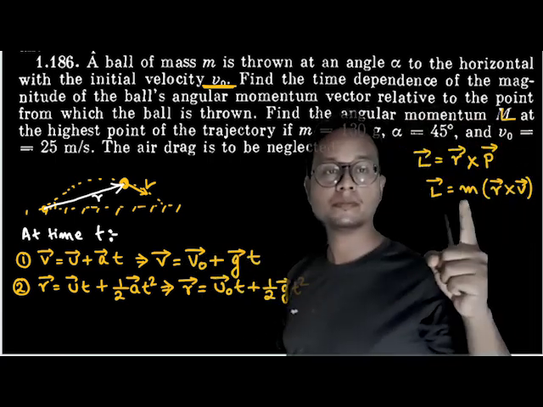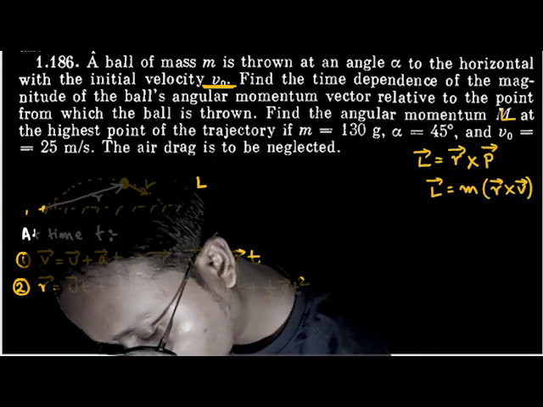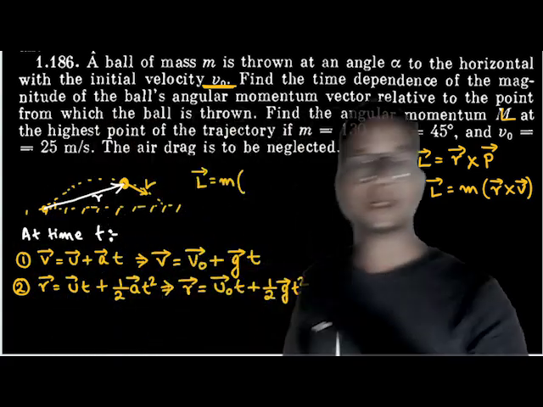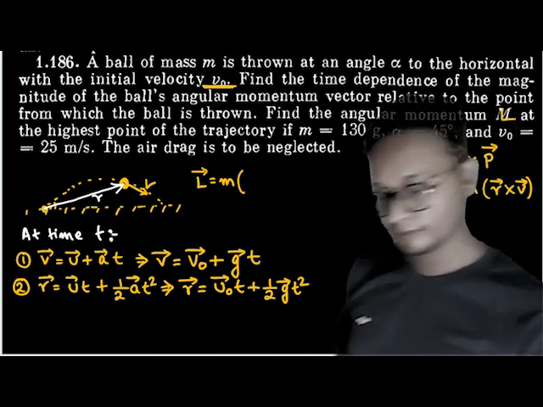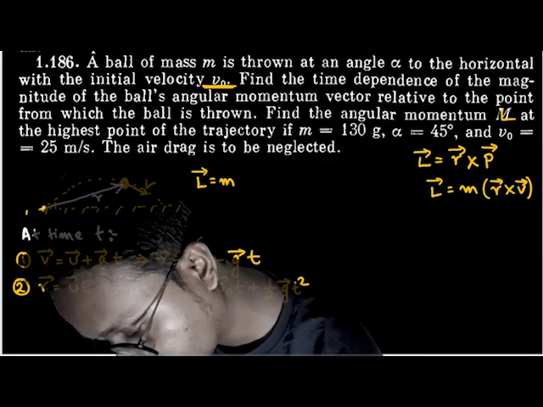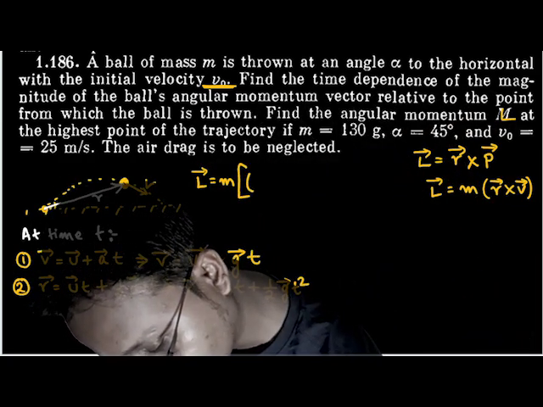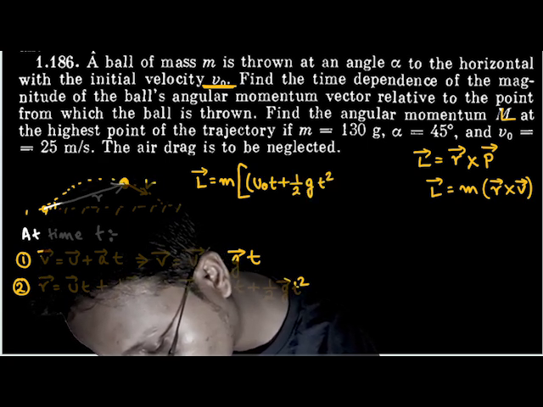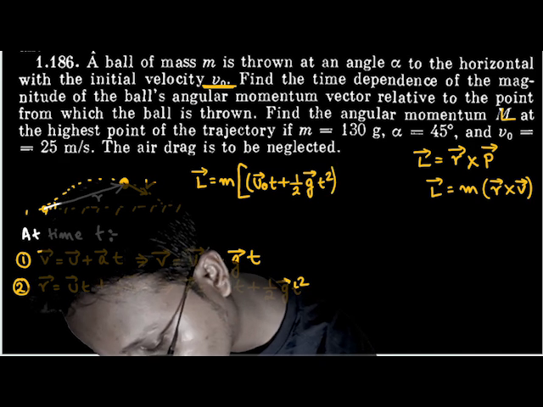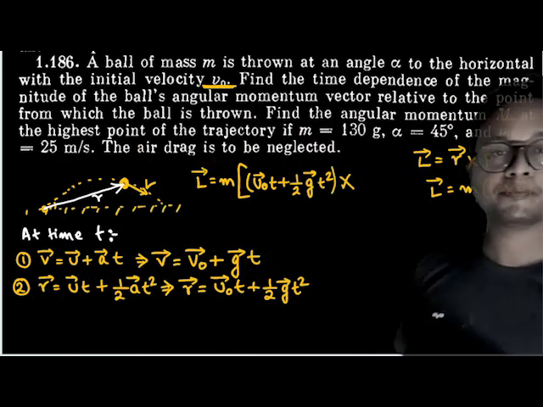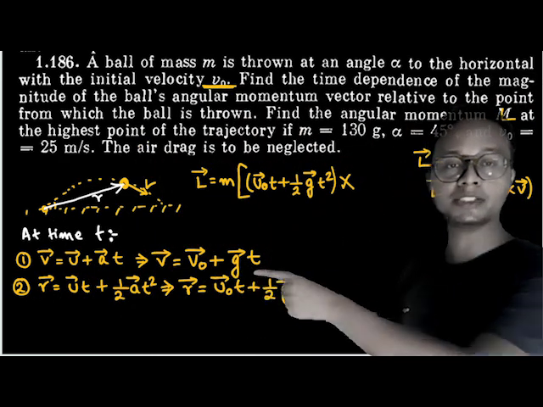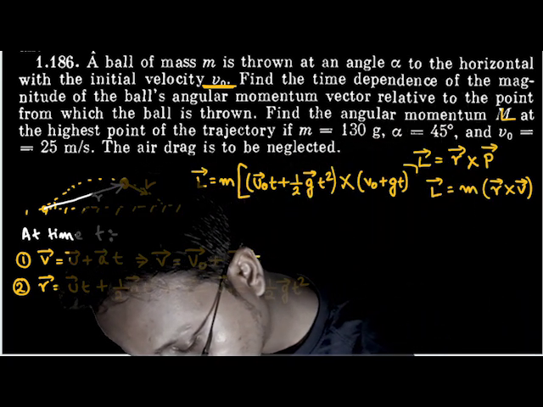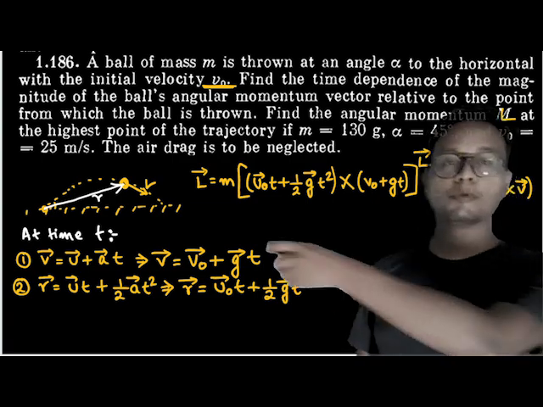angular momentum is nothing but m into r cross v. What is the value of r? The value of r is nothing but v naught t plus half g t square, where v naught and g are vector quantities. Cross, v is nothing but v naught plus g t. Okay, so this is my angular momentum vector at an instant.